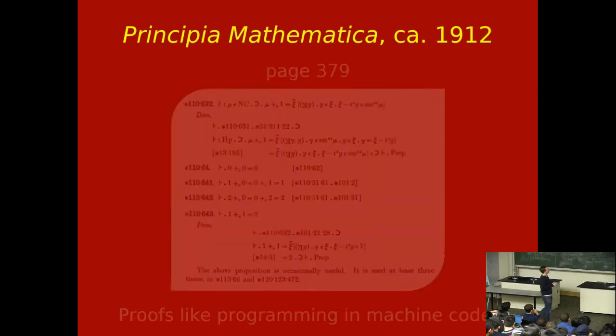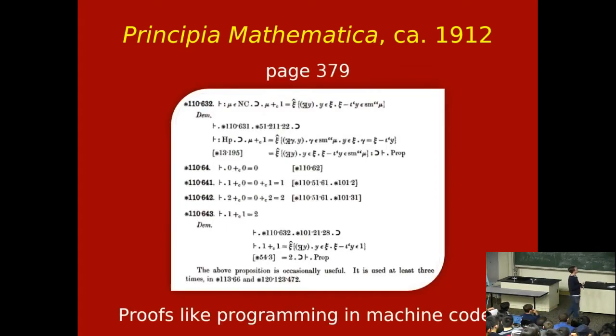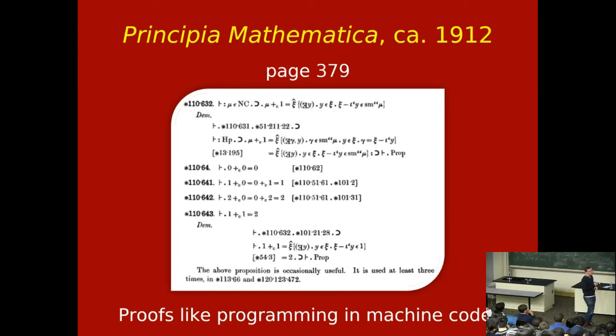I'll give you a taste of what it looks like. This is page 379 of their work. And you can just see it's super painful. I mean, it really looks like programming machine code. Actually, there's kind of a nice analogy between coding and writing proofs.